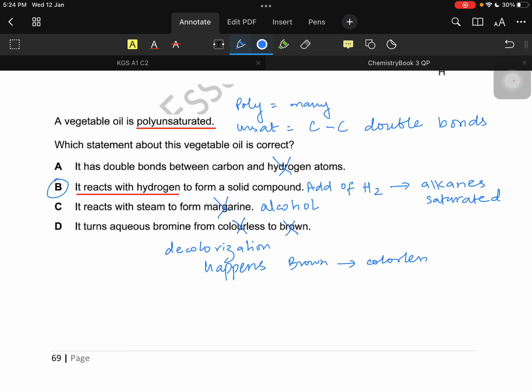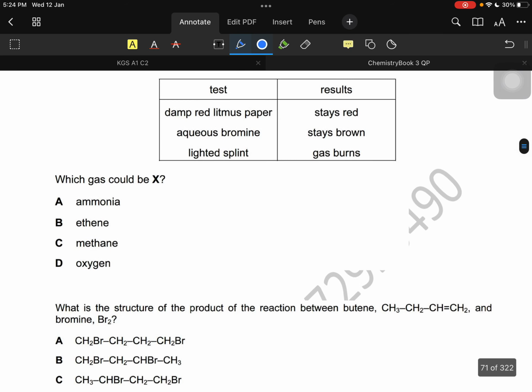So B is the right answer, because when you make alkanes, they have higher melting and boiling points, so they become solids. Let's look at more options over here.